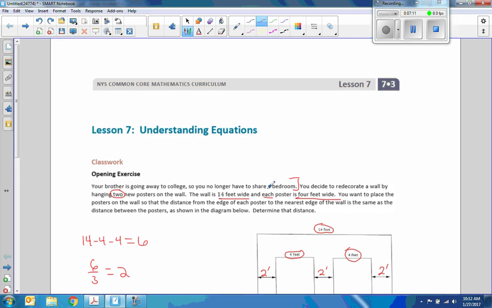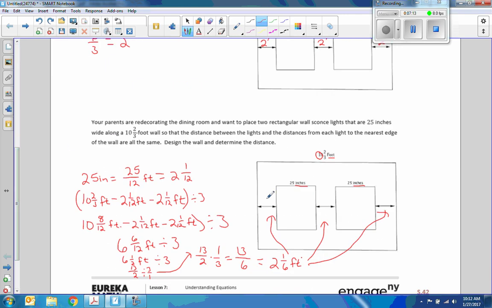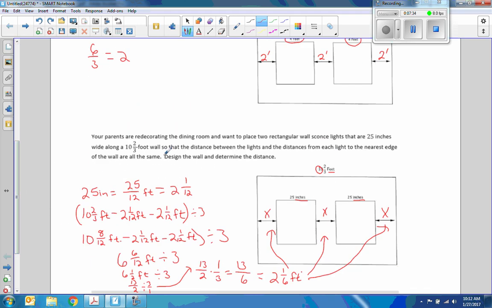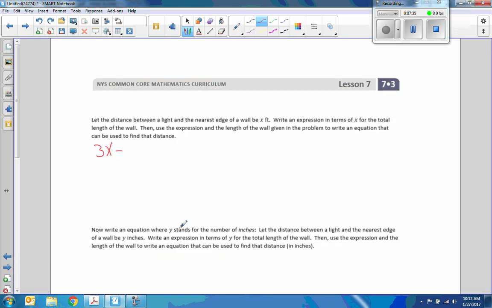Let me go back and show you that. So what we're saying is, calling this x, the distance from the sconce to the wall, the distance from the sconce to the wall, and the distance between the 2 sconces is x. So there's 3 of them. So we're going to represent that as 3x. Okay, we're going to add the sconce width, which was 25 inches, or 2 1/12 feet. Okay, so it's going to be 3x plus 2 1/12 plus 2 1/12.